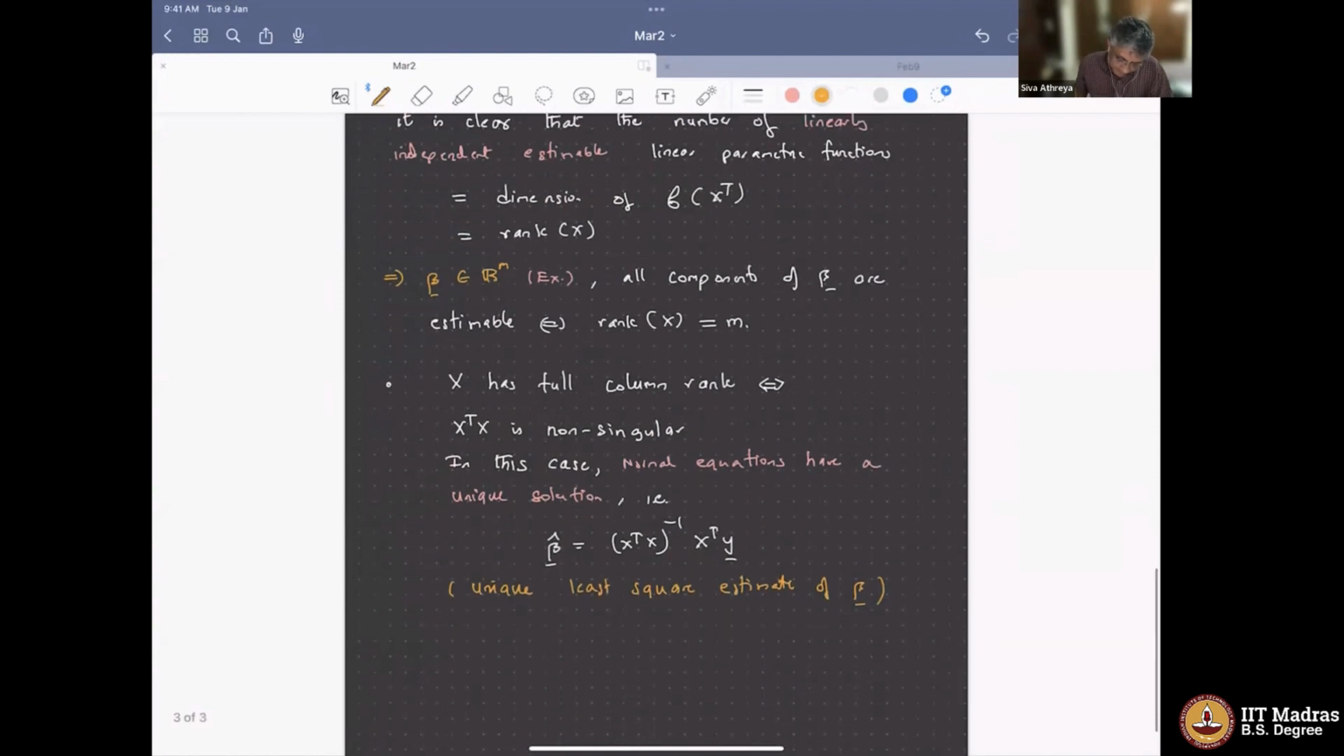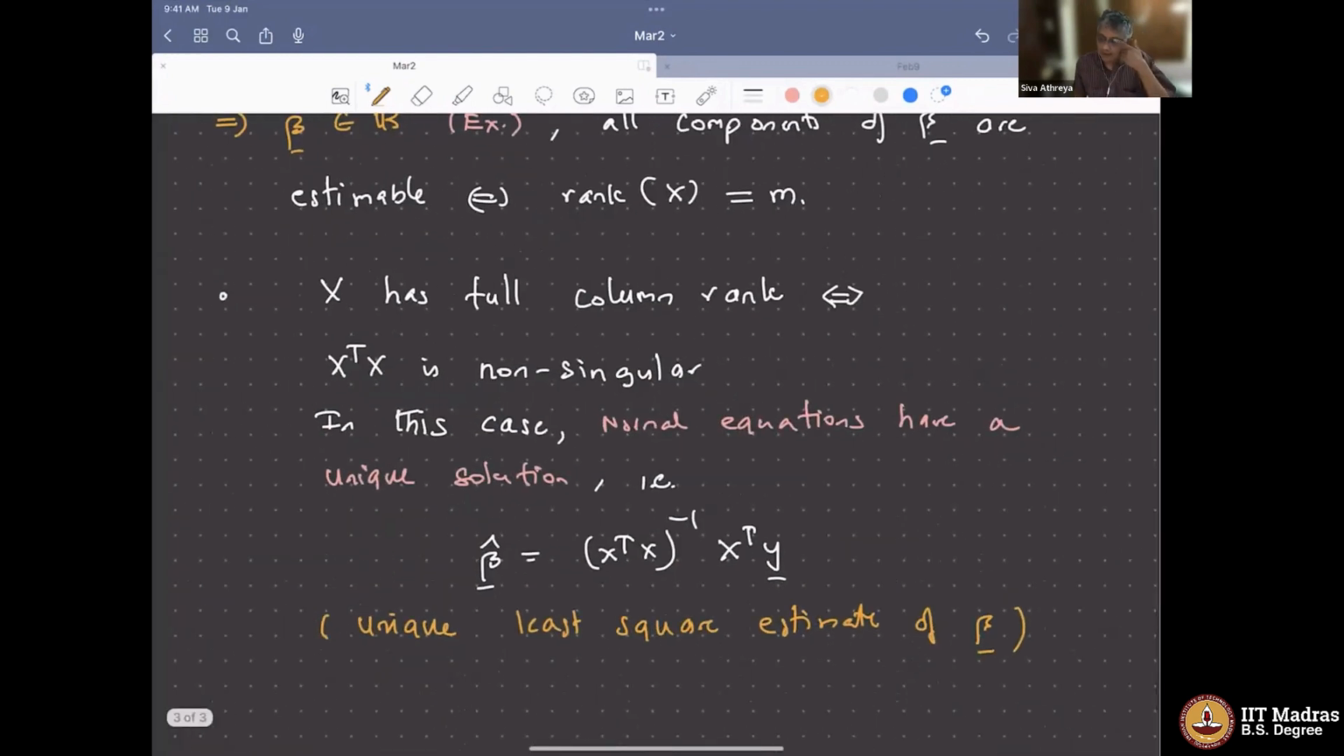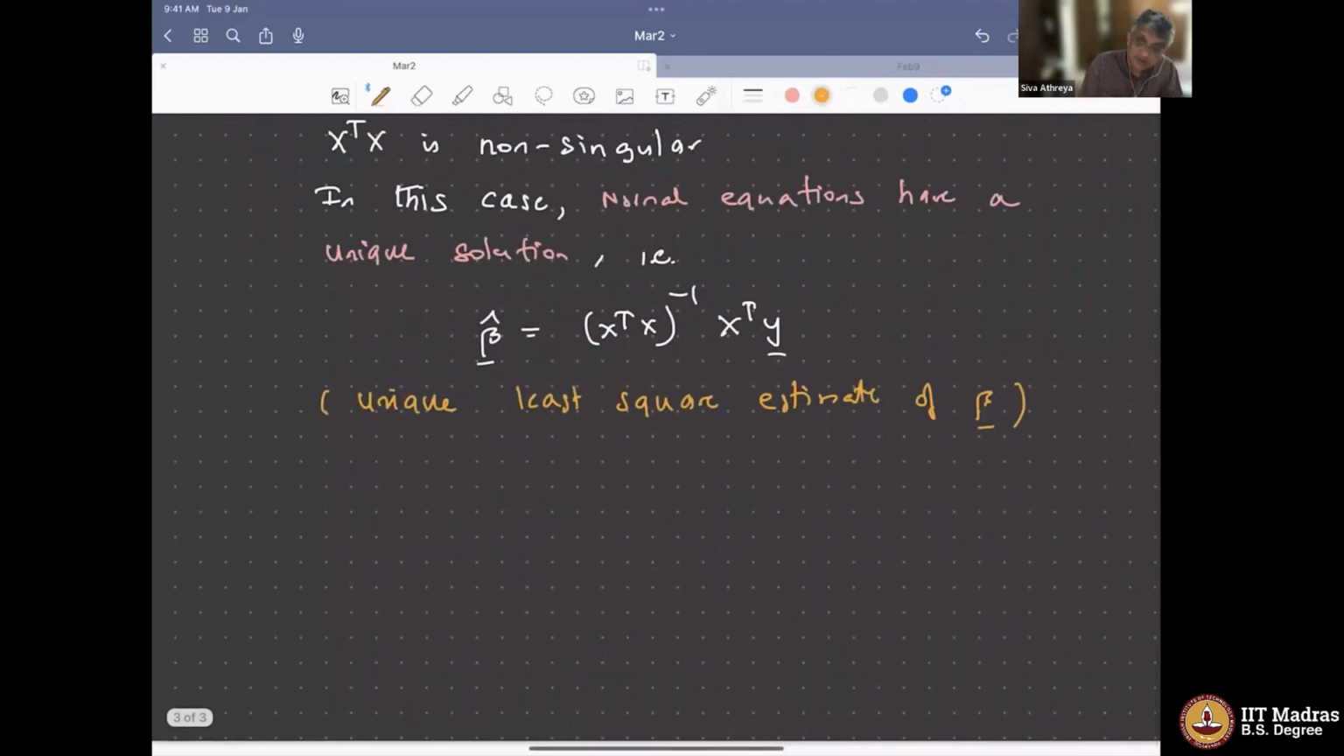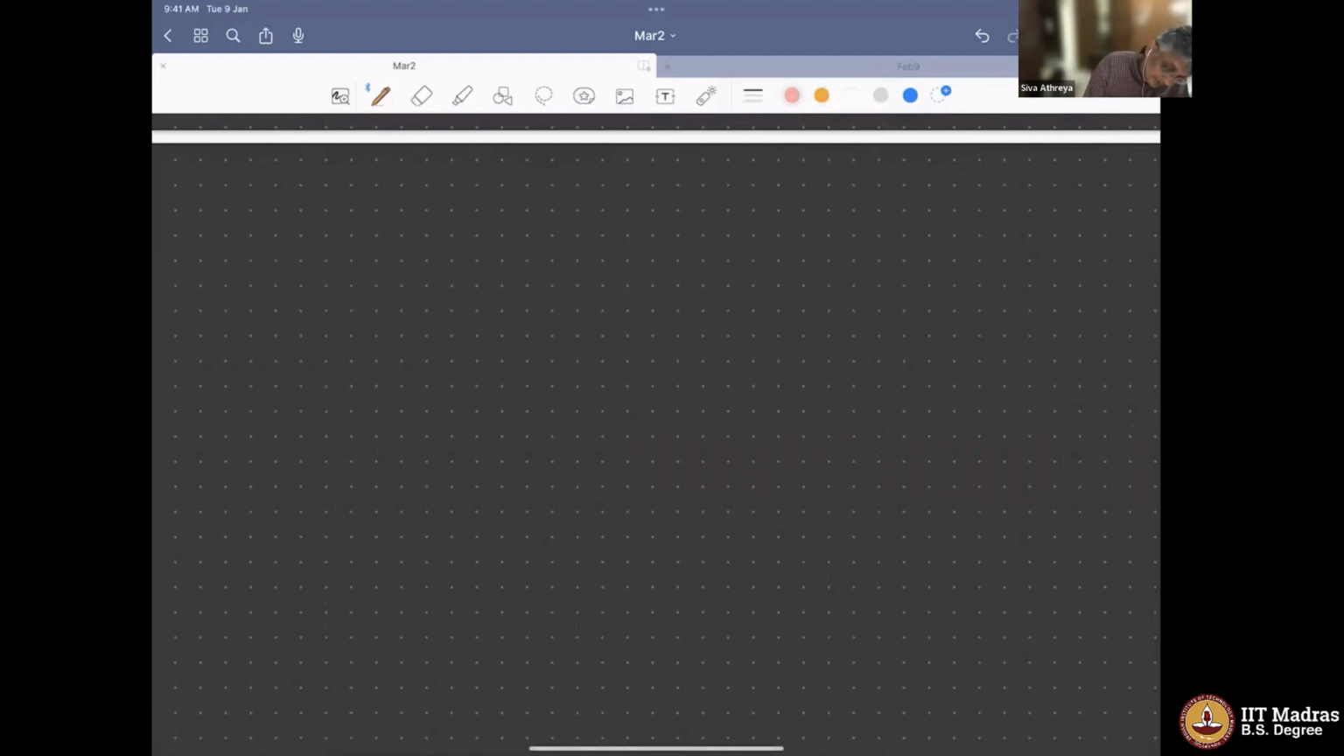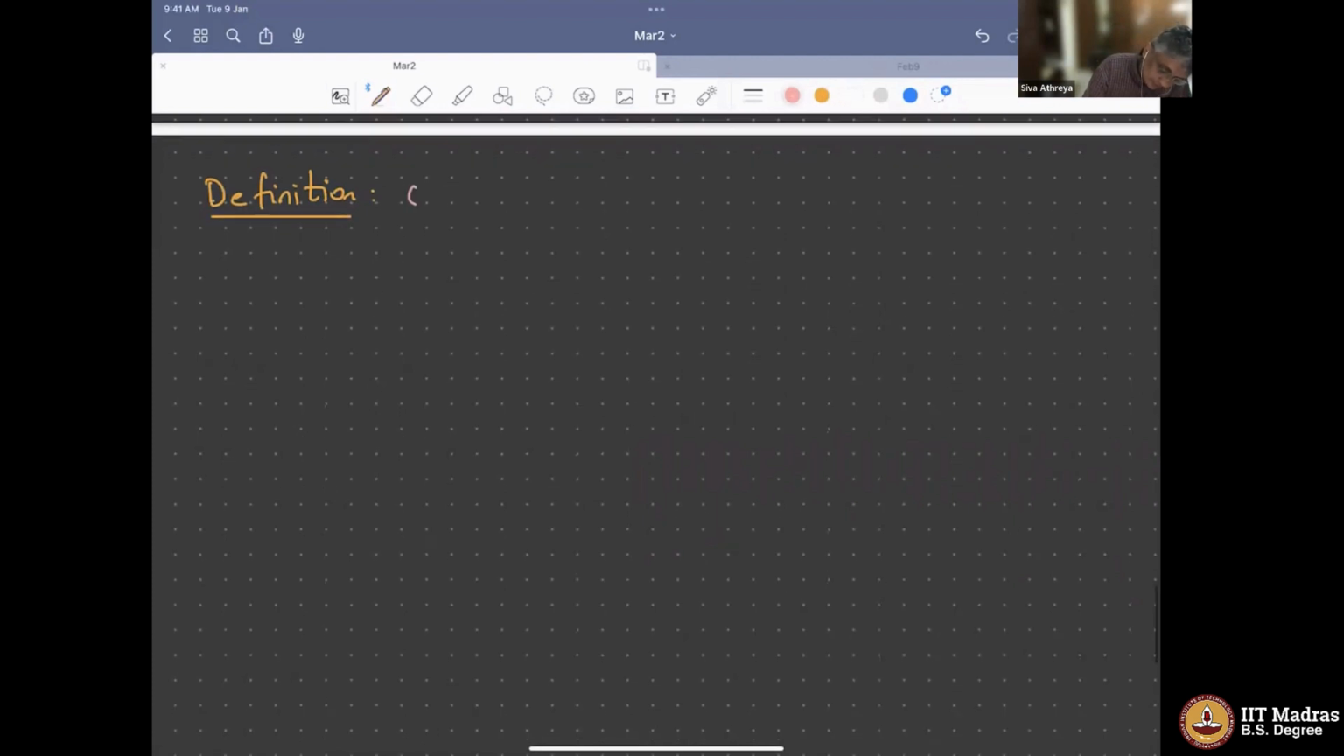Okay. So today we'll try to understand, among all the linear unbiased estimators, how to identify the best one. This is called the BLUE. So I will need space. Today I'll go to the next page and give that definition. This is the definition today: BLUE is the best linear unbiased estimator.